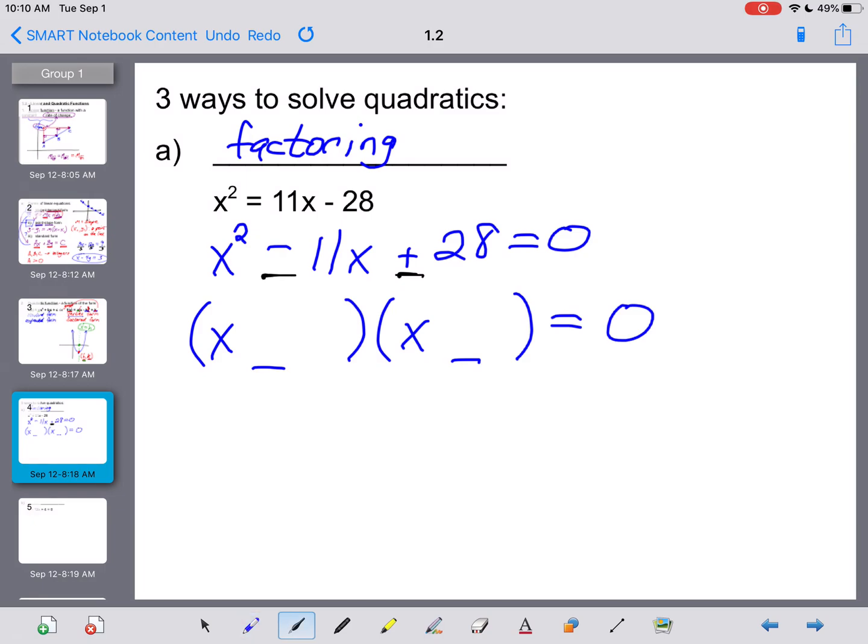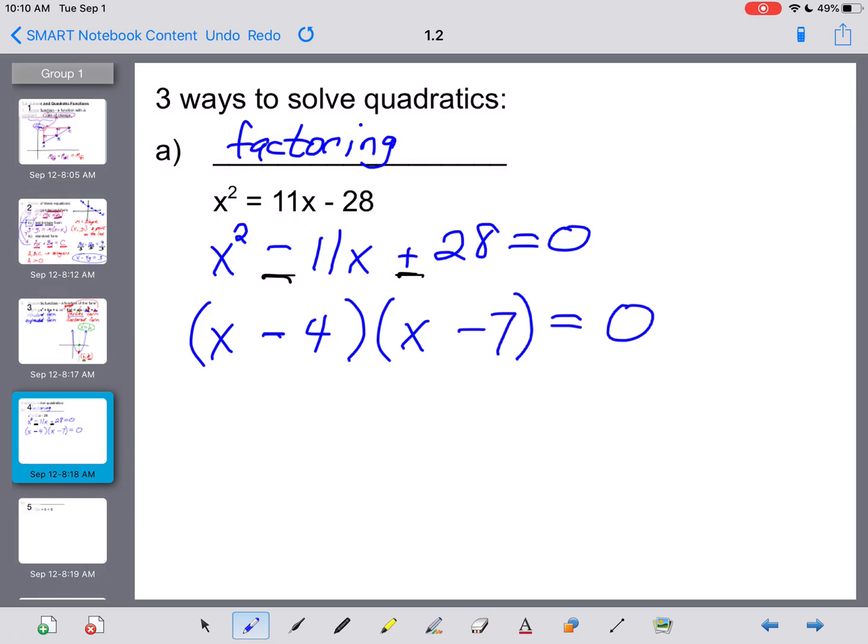The fact that b is negative tells me that these are both going to be minus. Okay, so minus and minus. And again, looking for two numbers now that multiply to 28, and because the signs are the same, we need them to add up to 11. That's going to be a 4 and a 7.